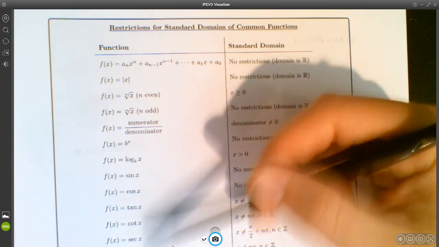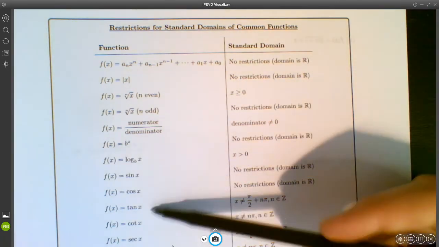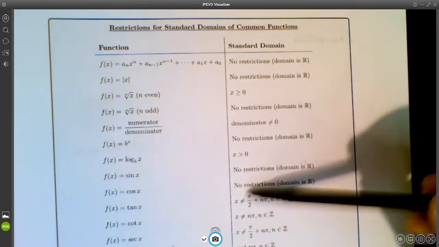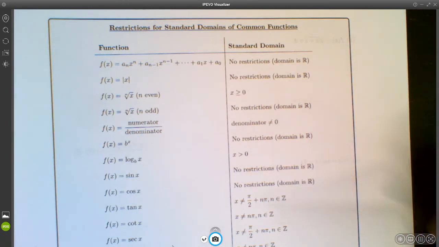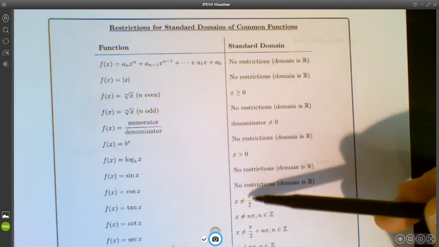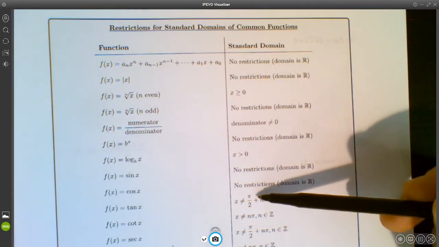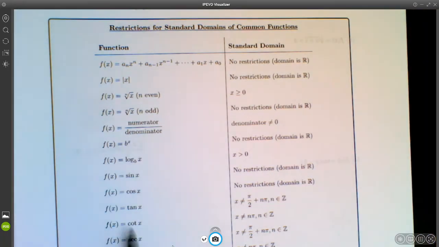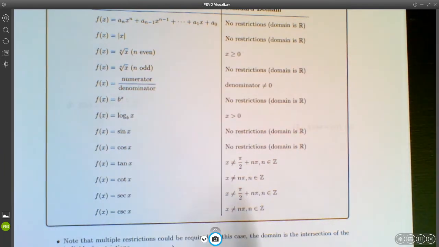Tangent, cotangent, secant, and cosecant, though, they all have asymptotes at certain places, right? They're not defined for certain numbers. So for tangent, x cannot be pi over 2 or any integer multiple of pi plus pi over 2, right? Because you have asymptotes at pi over 2, 3 pi over 2, 5 pi over 2, 7 pi over 2, and so forth, okay? For cotangent, the asymptotes are on the integer multiples of pi themselves, so at 0, pi, 2 pi, 3 pi, right? And then secant has the same domain as tangent. Cosecant has the same domain as cotangent.